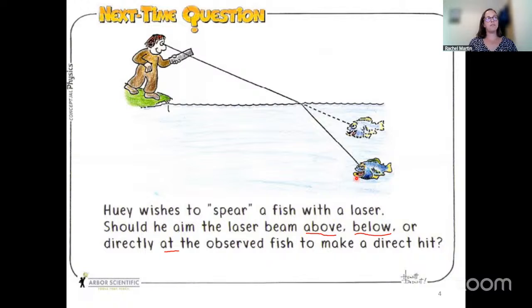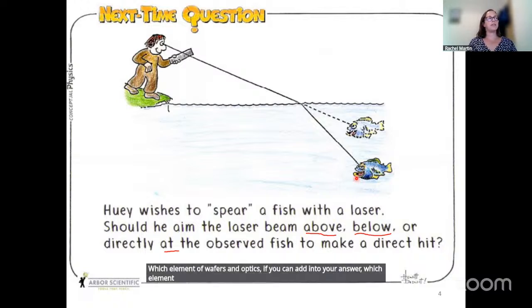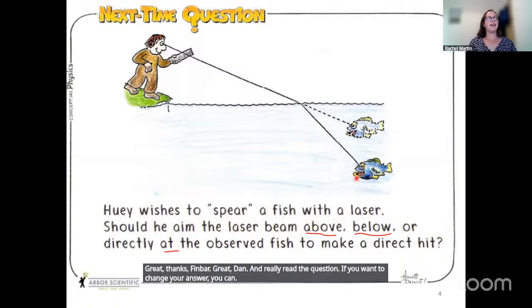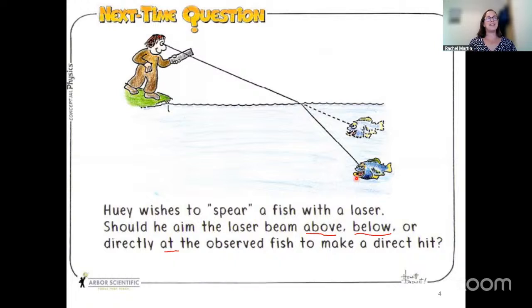Which element of waves and optics, if you can add into your answer, which element of waves and optics is most relevant in this question? Great, thanks, Finbar. Great, Dan. And really read the question. If you want to change your answer, you can. Oh, this is a hotly contested question. Thank you so much, everyone. Oh, Fabian's changed his mind. Saw your name again. Oh, there's so many of you, it's quite hard to keep track. We're getting a few correct answers now.